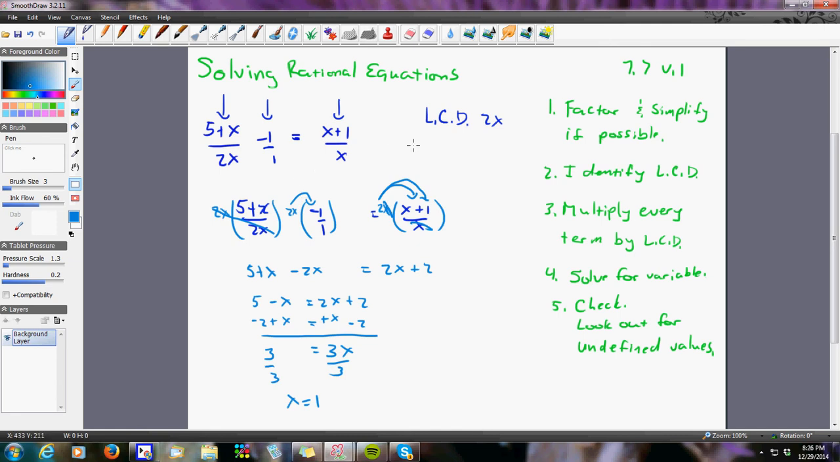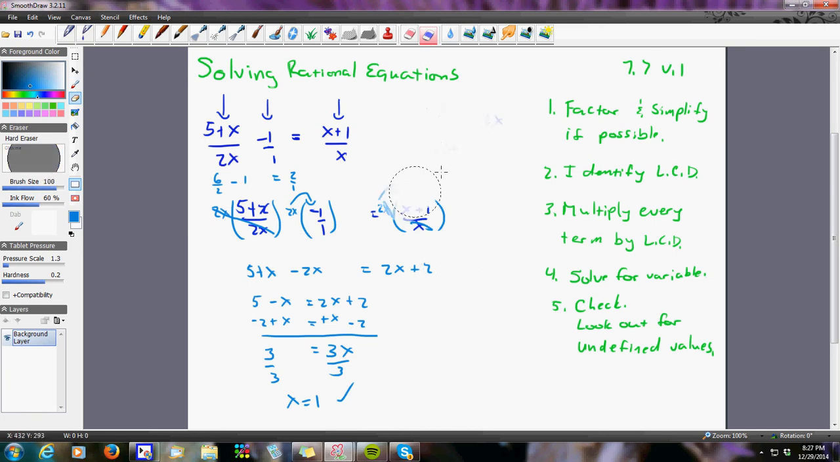The only value I really had to be careful of is, for this one, x cannot equal 0 because that would be undefined there. If x equals 1, this is going to be 6 over 2 minus 1, and that should equal 1 plus 1 is 2, 2 over 1. 6 over 2 is 3, minus 1 is 2, 2 equals 2. So, check. I'm going to erase this.